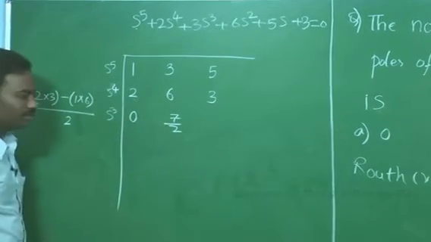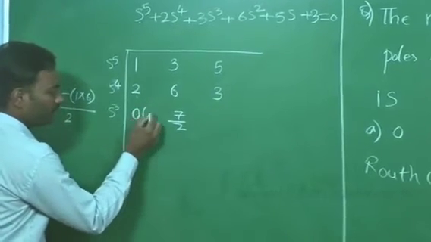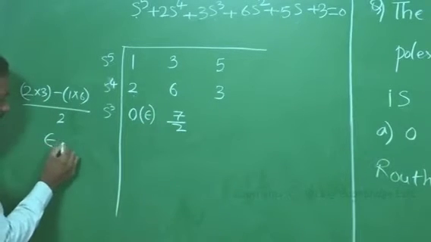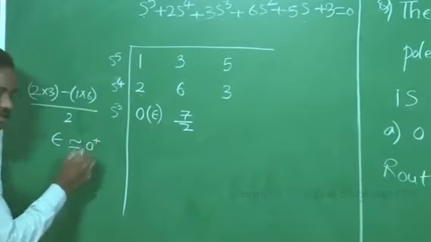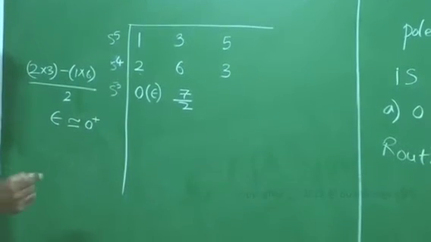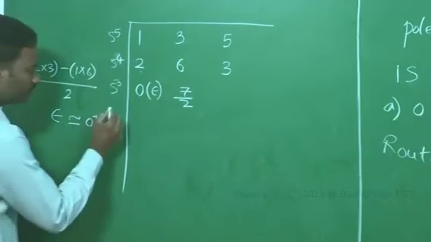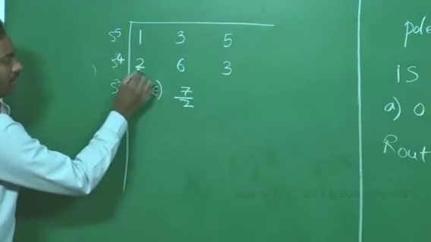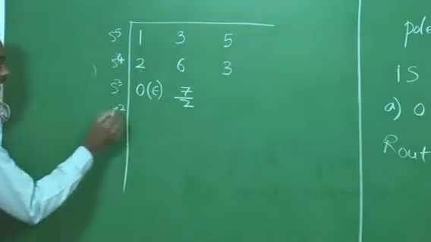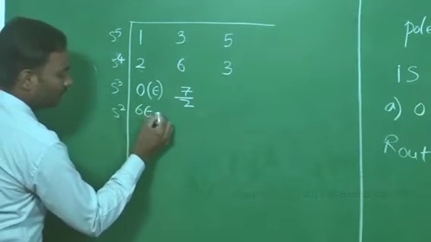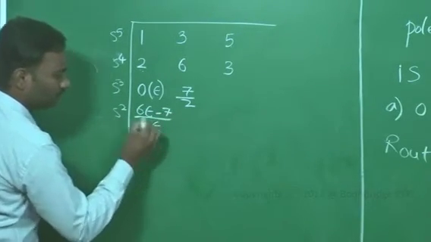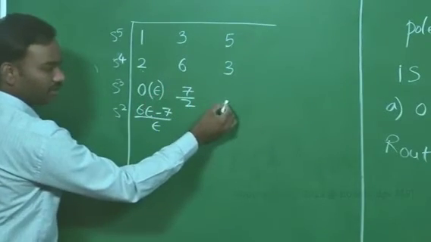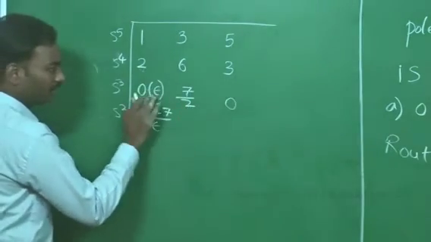When a situation like this comes, we replace this 0 with another term, epsilon, a small element which is almost 0 but just greater than 0, a positive quantity, and we go further. In the next row, the first element will be (epsilon into 6 minus 2 into 7 by 2) divided by epsilon, that is 6 epsilon minus 7 by epsilon. This element will be (epsilon into 3, because we have 0 here, 2 into 0 is 0) divided by epsilon, which will be again 3.